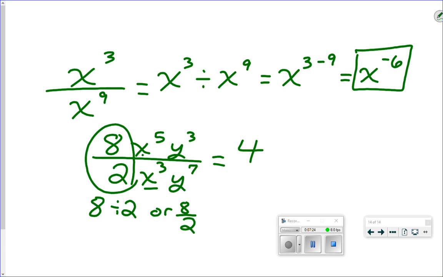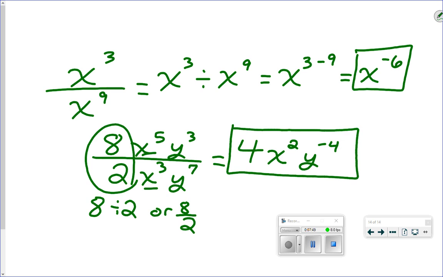Okay, now we can look at the x's. So the rule is we subtract the exponents, top minus bottom. So x to the 5th divided by x to the 3rd. Subtract those exponents, and it's x squared. And the same for the y's. We subtract those exponents. Remember, top minus bottom. So it's y to the 3rd over y to the 7th. 3 minus 7 is negative 4. And for now, you can leave those answers like they are. Like I said, we'll talk more about negative exponents a little bit later, but for now, you can leave your answer just like that. And that's basically the quotient rule for exponents.